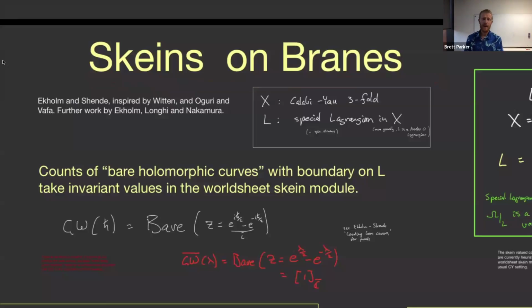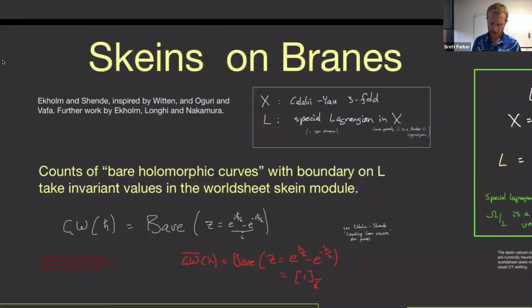So the setup is you're in a Calabi-Yau threefold. Okay, so it's a three complex dimensional manifold, and it's got a non-vanishing holomorphic volume form. And you're counting curves with boundary on a special Lagrangian in X, or more generally a Maslov zero Lagrangian. So special Lagrangian means this holomorphic volume form is real on the tangent space of this Lagrangian sitting in here.